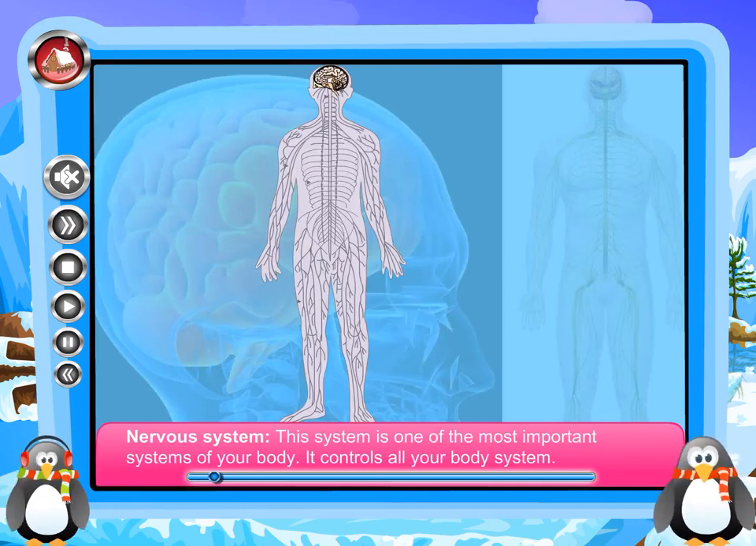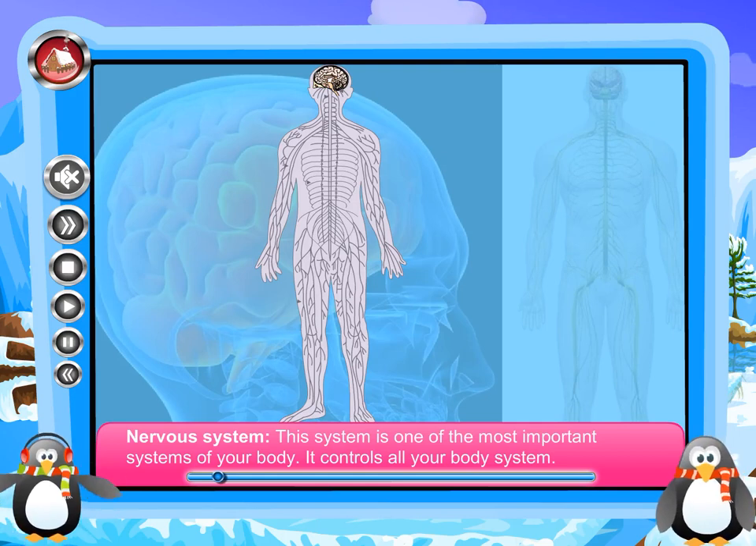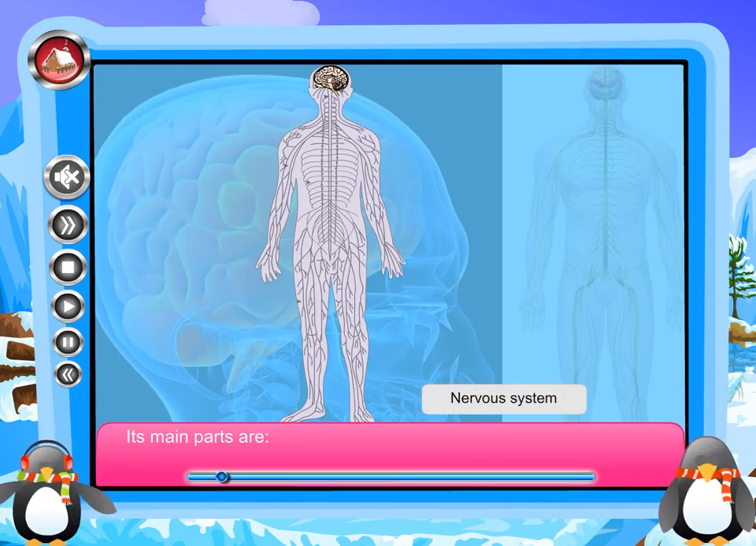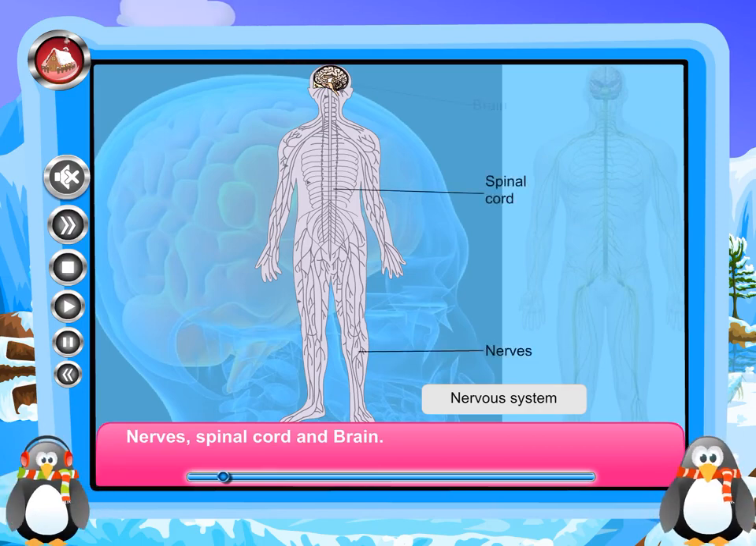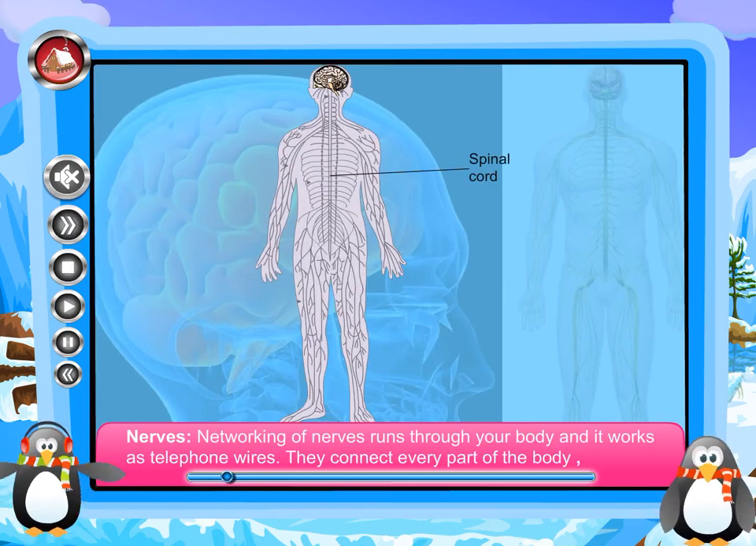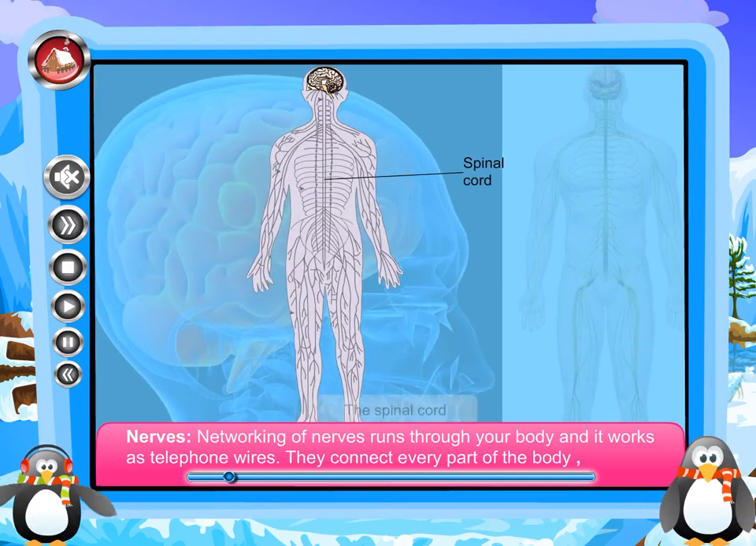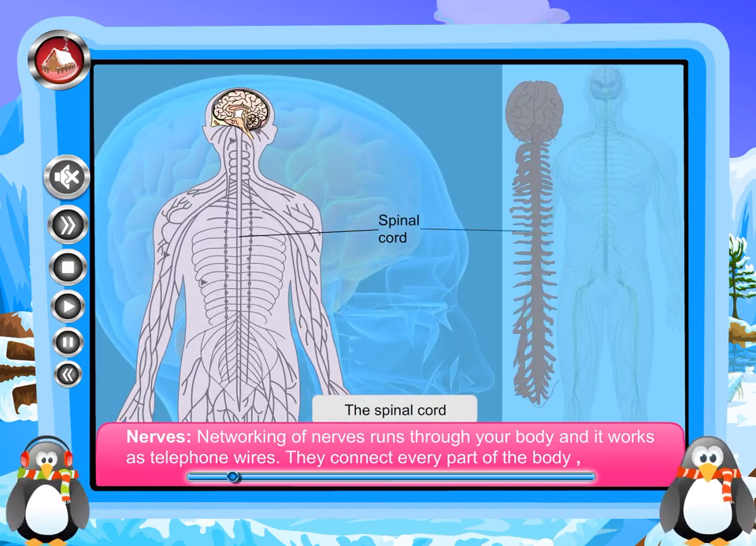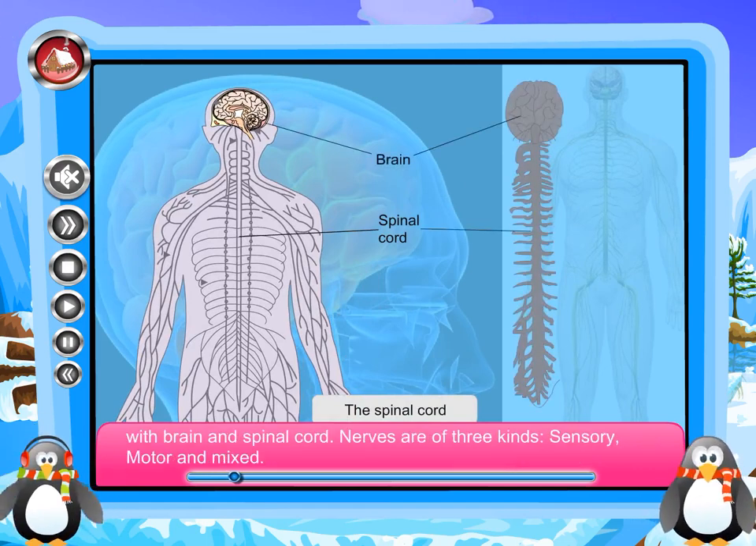Nervous system. This system is one of the most important systems of your body. It controls all your body system. Its main parts are nerves, spinal cord and brain. Nerves. Networking of nerves runs through your body and it works as telephone wires. They connect every part of the body with brain and spinal cord.